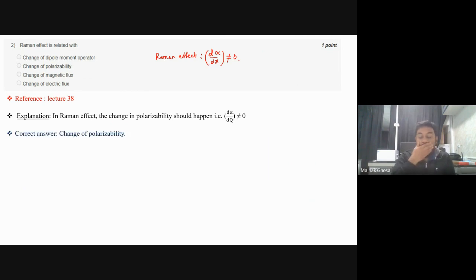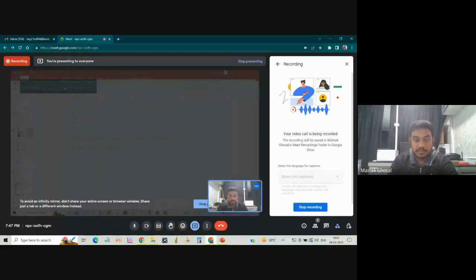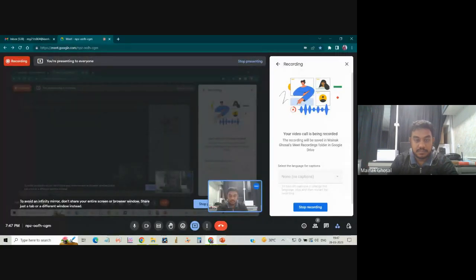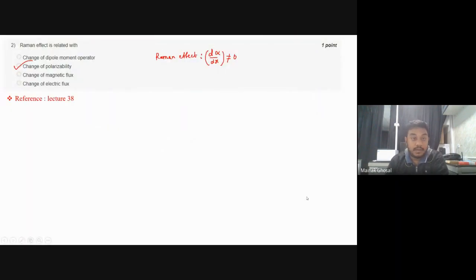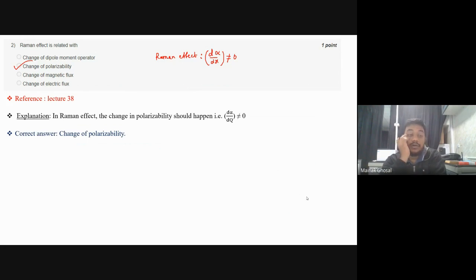So you have your answer over here: the change in polarizability should happen. You got the answer that the change in polarizability is important for the Raman effect.